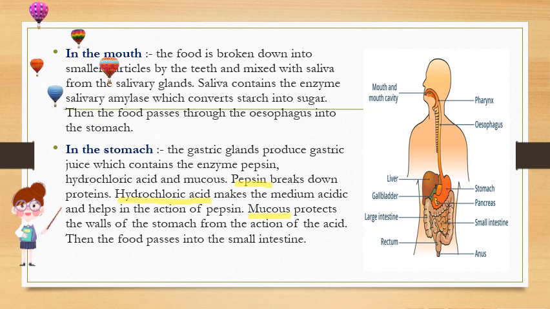So the gastric gland produces gastric juices which contain enzymes. What are the enzymes it contains? Pepsin, hydrochloric acid as well as mucus. Pepsin will break down proteins. Hydrochloric acid makes the medium very acidic and helps the action of pepsin, and mucus protects the wall of the stomach from the action of the acid.